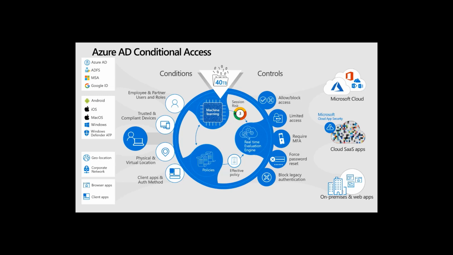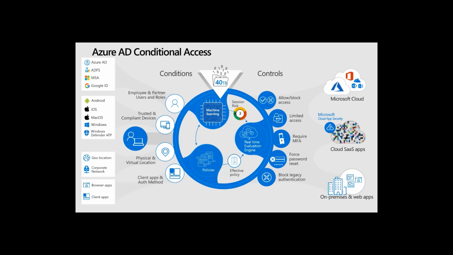Also, if you have a risky sign-in, you can force a password reset, and you can also do things like block legacy authentication. Legacy authentication is what we are moving away from, and that's passing clear text across the wire. If you've got any questions around that, we can definitely jump into that.